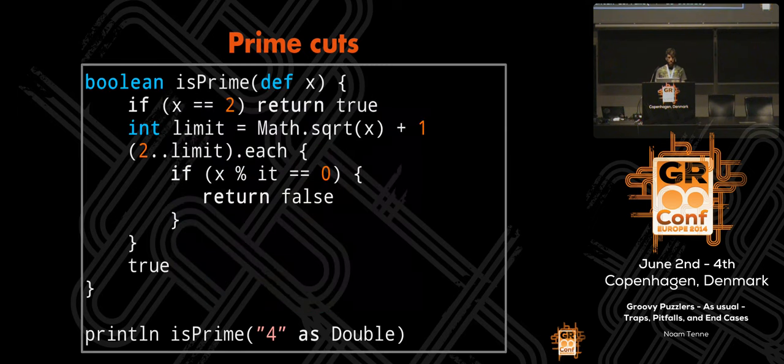This one is a bit long, so take your time reading it. Notice that I'm taking a G string and converting it into a double. I'm ruthless. You don't know me, okay? And the signature of the method is with def, not with a type.